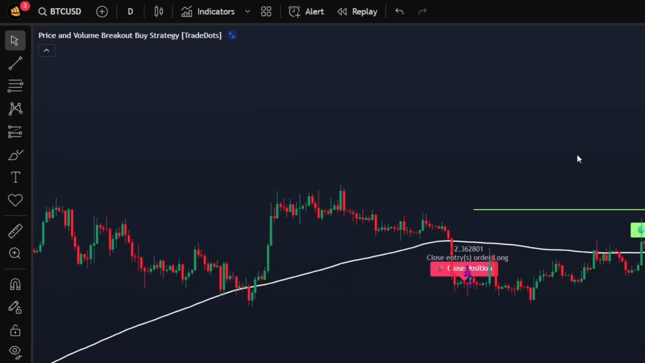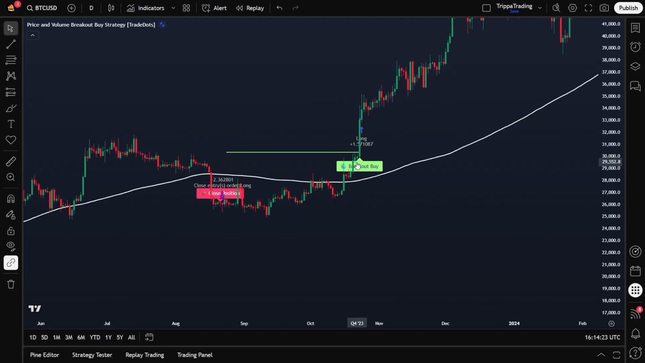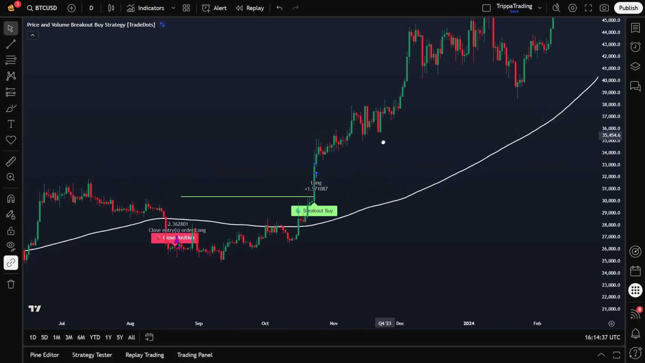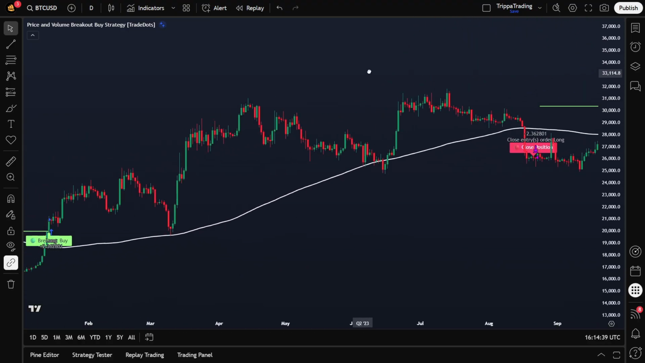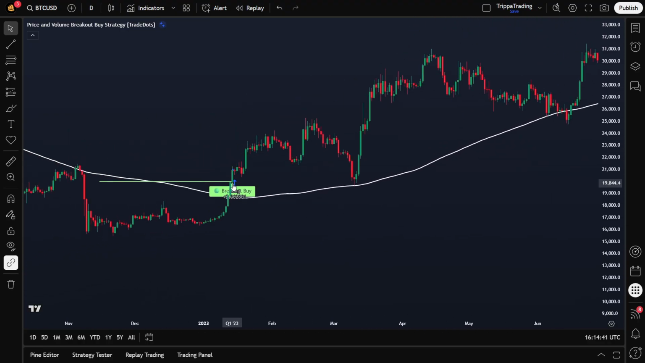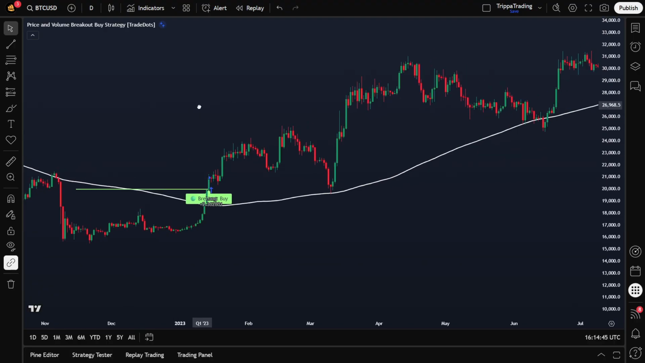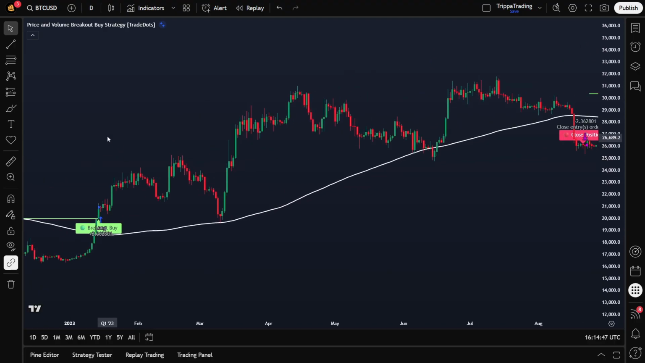Here's how it works. The indicator looks at a certain number of candles as a window, checking the highest price and highest volume in that range. If the current price closes above that high and volume also spikes above the previous maximum, it counts as a breakout. To filter fake moves, trades are only allowed if price is above a moving average, so you're always trading in the direction of the trend. This strategy is especially effective on the daily time frame.